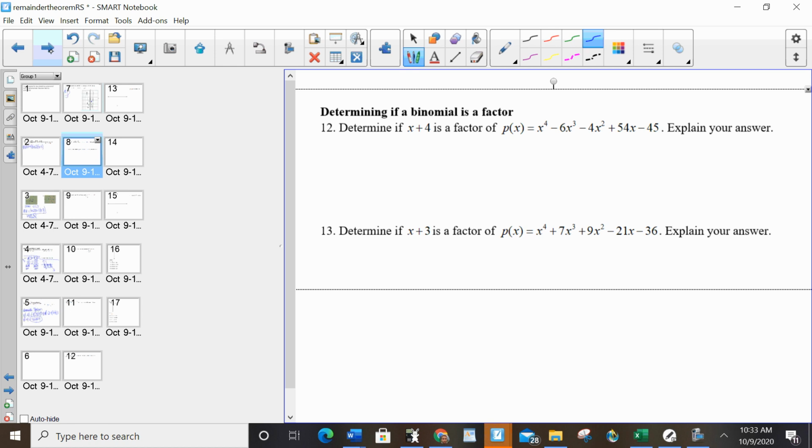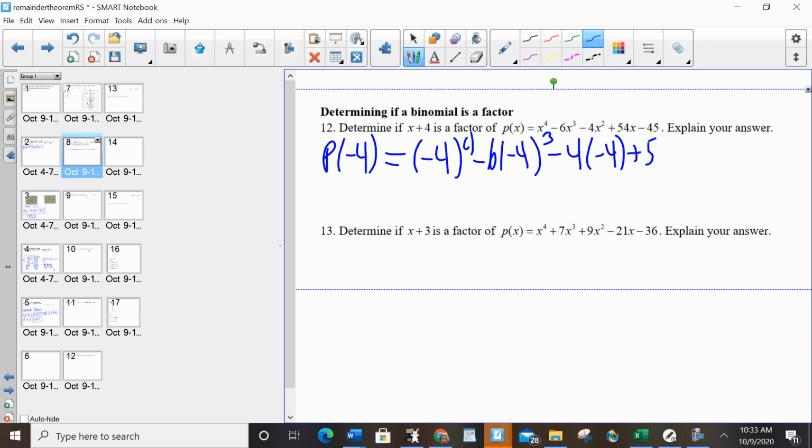To determine if something's a factor: something's a factor if it goes in evenly. It goes in evenly if it has a remainder of 0. So your first step for determining if a binomial is a factor is to find the remainder. So I use remainder theorem, and I'm doing p of negative 4. So I'm substituting negative 4 in for x into all the x's.